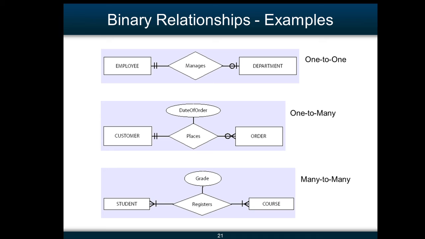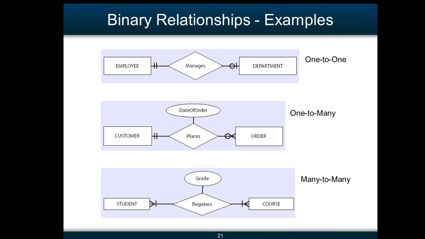And the optional part on the department means that one employee may not be a manager, or there is at least one employee that does not manage a department. Next, we have a one-to-many relationship with the customer entity and the order entity.